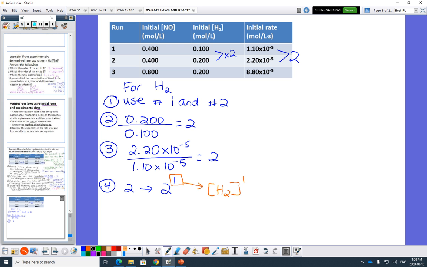Please, please, please, don't do all this work and forget to write the rate law, okay? Technically, we haven't answered the question yet, right? So it takes the general form, rate equals K. Just put the K, it's a constant. NO and H2 are the reactants, and we just figured out their exponents. NO was 2, H2 was 1.